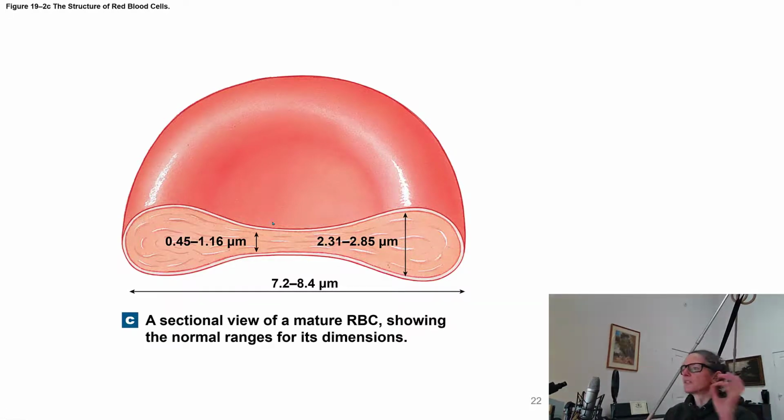But one other thing that's important to note, once again, it has no cellular organelles. There's no nucleus. That's the first obvious thing about it. There's no nucleus. These things can't reproduce themselves. They can't repair themselves. They've got no ribosomes, no endoplasmic reticulum. They just carry oxygen. So they tend to wear out, and about every 120 days they have to be replaced. And they're constantly being put into circulation and constantly being broken down.